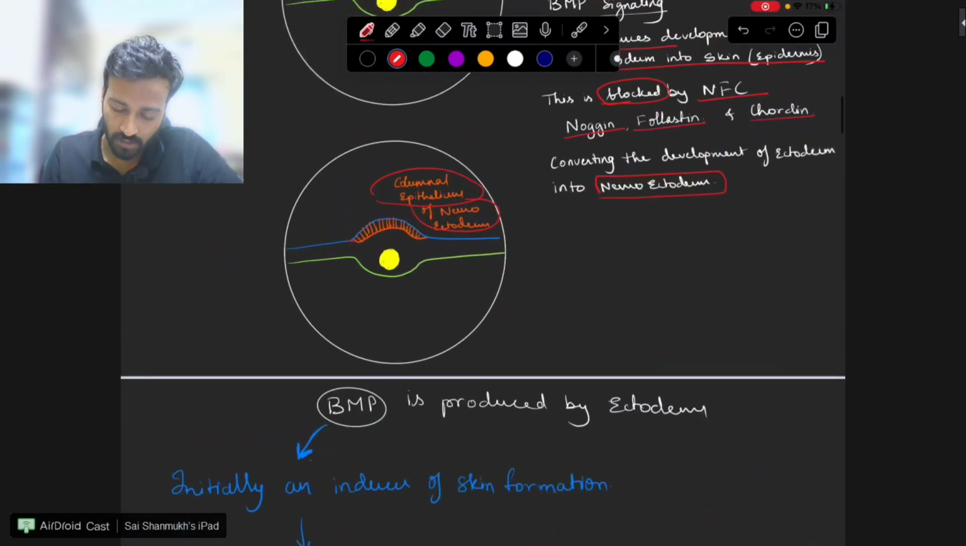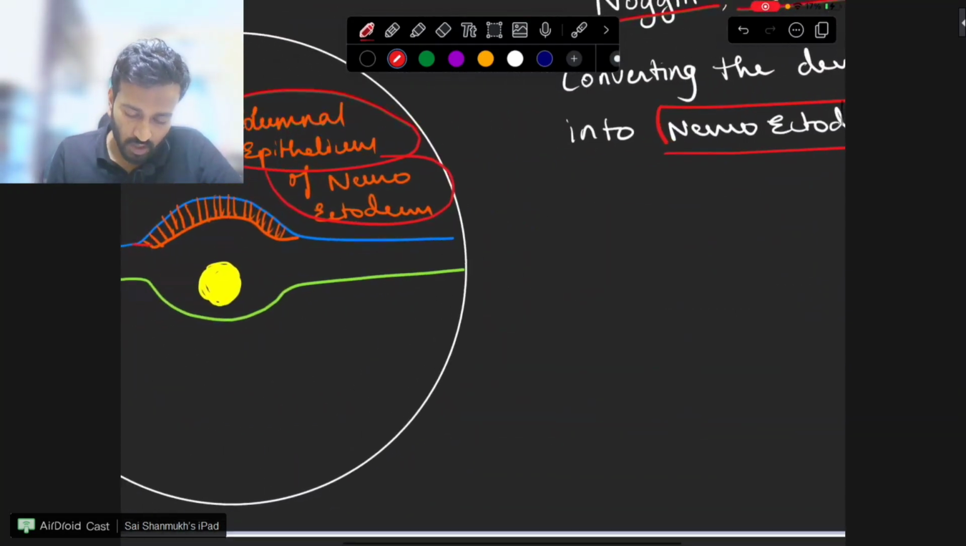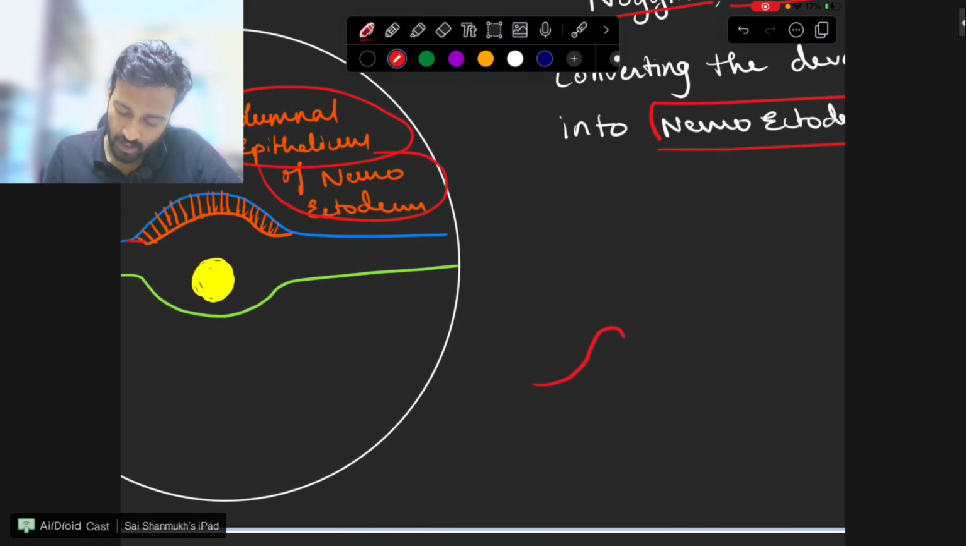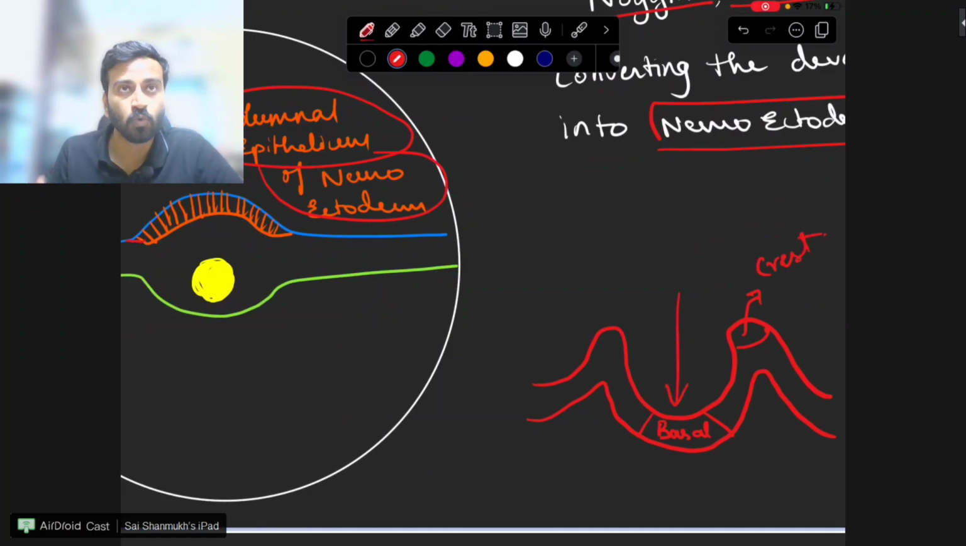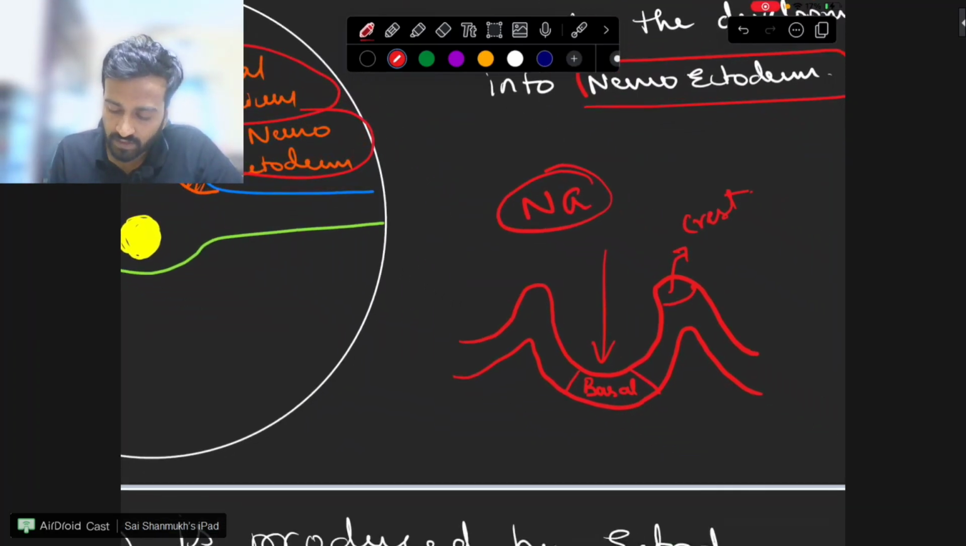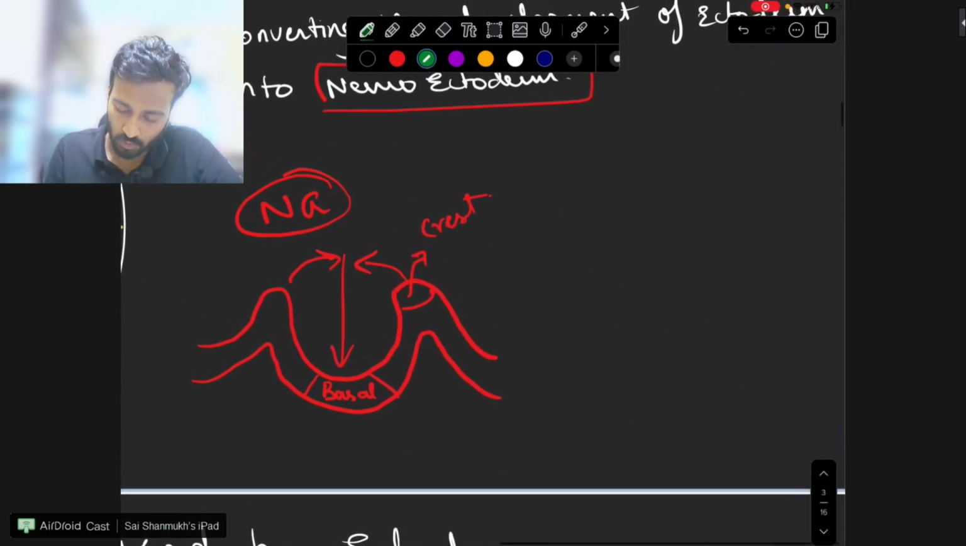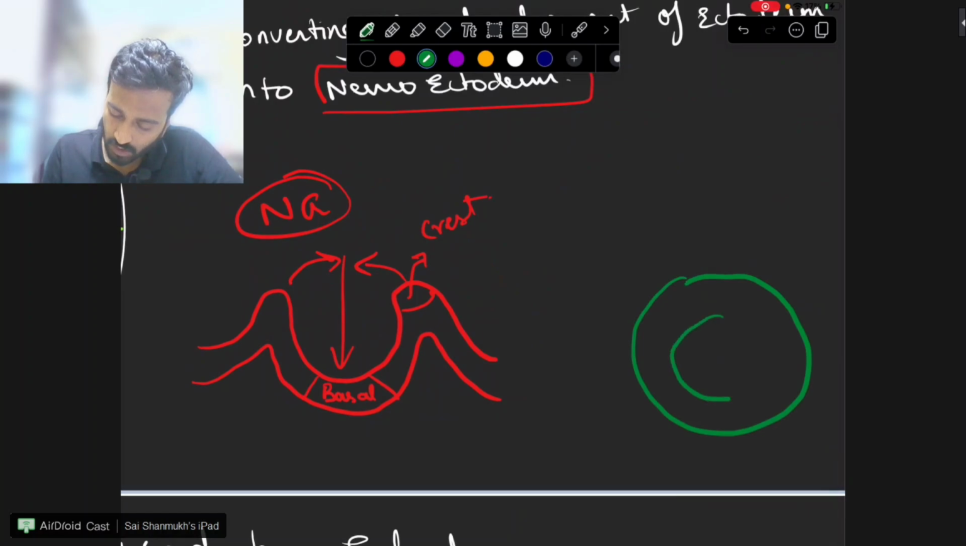This neuroectoderm, in the meantime, folds into an invagination. It now has a basal side and a crest. This is the crest. This is the invagination, which we call the neural groove. This neural groove, these edges will fuse together to form a neural tube.